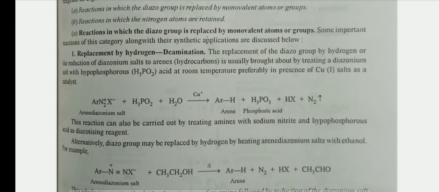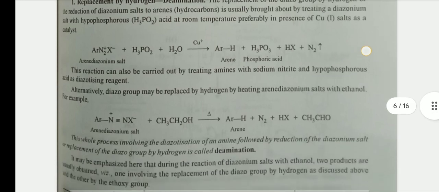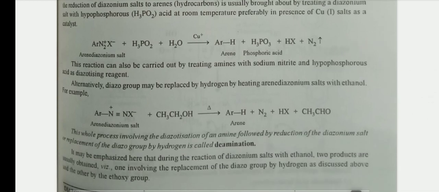as diazotizing reagent. Alternatively, the diazo group may be replaced by hydrogen by heating aryl diazonium salts with ethanol. For example, the whole process involving the diazotization of an amine followed by reduction of the diazonium salt, or replacement of the diazo group by hydrogen, is called deamination.